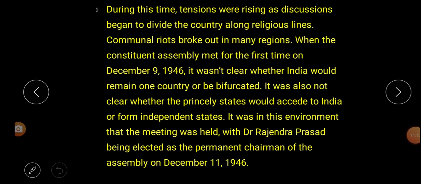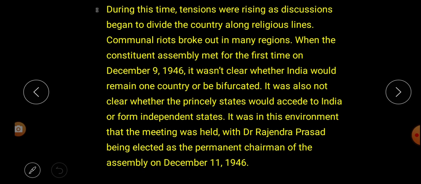Next paragraph. During this time, tensions were rising as discussion began to divide the country along religious lines. What happened? In that time there was tension. For what? Discussion began to divide the country along religious lines. Based on the religious lines, they wanted to divide the country. That's why tension was rising among the people. Communal riots broke out in many regions. There were many communal riots and fights in many regions of the country.